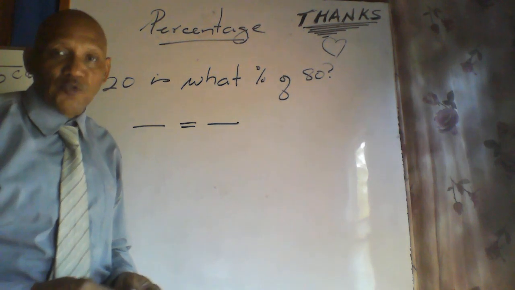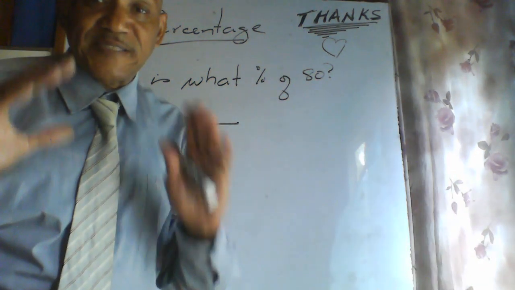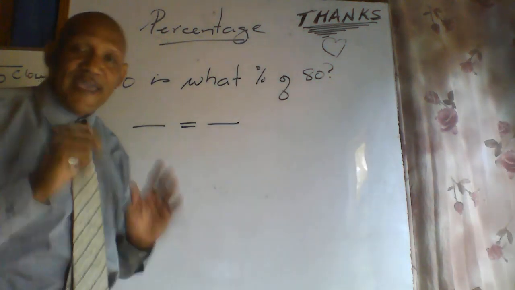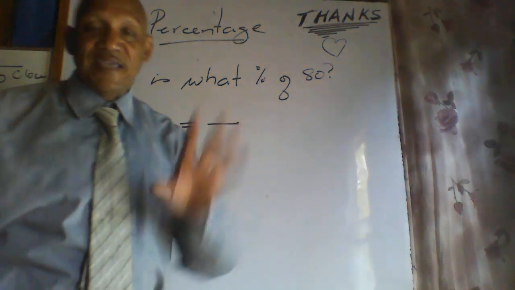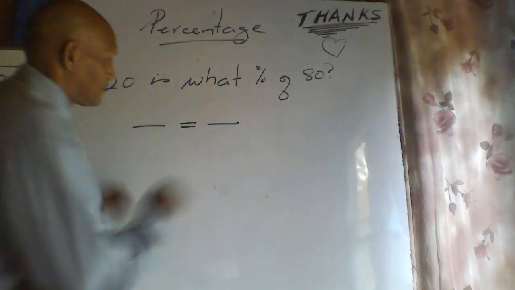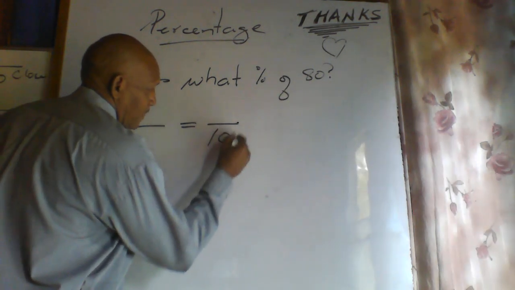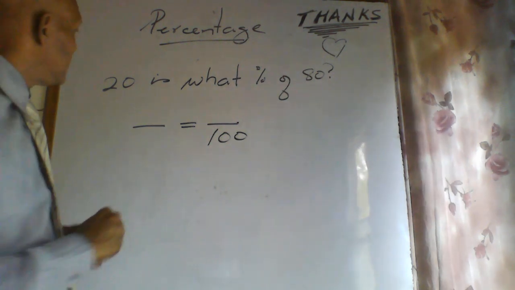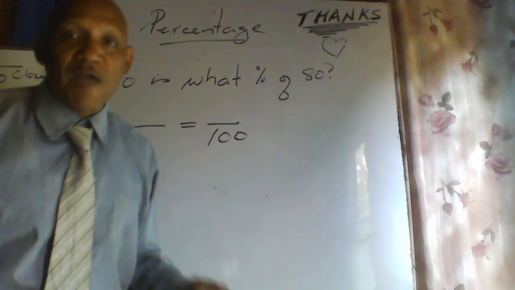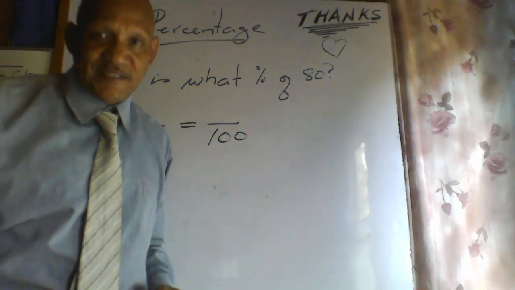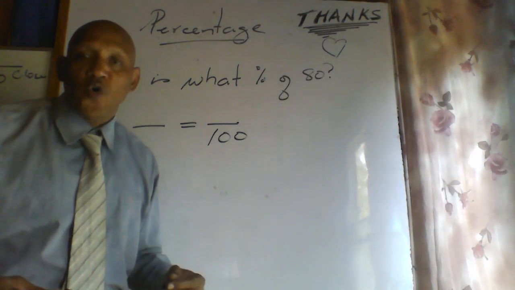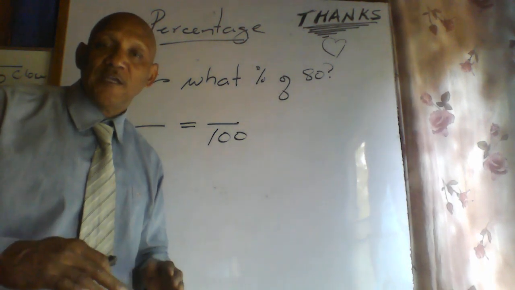The first thing I would do is look at the percentage. A percent is always over 100. Every single time you see percent, it is over 100. I put the percentage on the right side. And the question is, 20 is what percent? They're trying to figure out what the percentage is. We don't know the percentage. That's what we are trying to figure out.